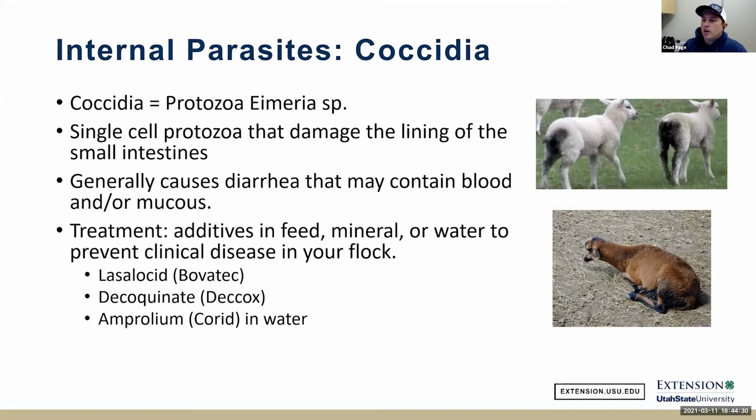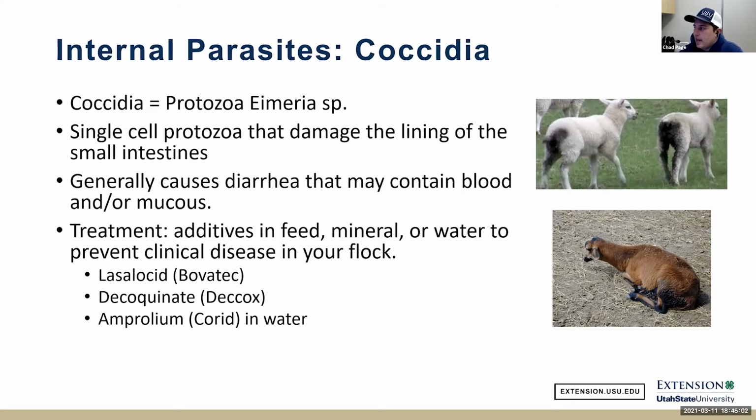So getting into more internal parasites like Coccidia. Coccidia isn't a roundworm like the Barber pole worm that we're going to talk about in a little bit. It's actually just a single-celled protozoa. And what it does is it causes damage on the lining of the small intestines. And because of this, it generally manifests itself in showing diarrhea, or sometimes there may be blood or kind of mucus associated with that diarrhea.